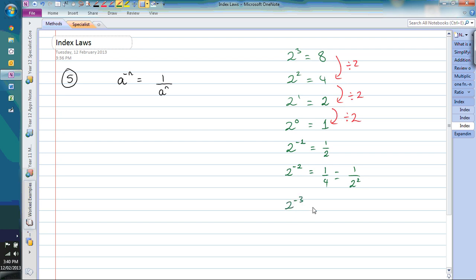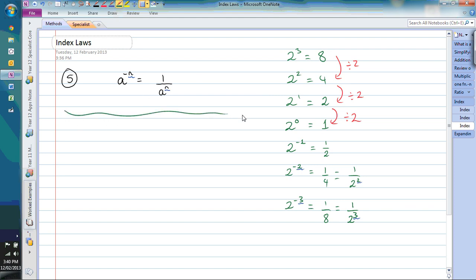And if I went again, well, 2 to the negative 3, I've halved again. Half of a quarter is an eighth, and 1/8 is the same as 1 on 2 to the power of 3. So we can kind of see this rule in effect here. When I've got a negative power, I can write it as 1 on the base to that positive power. Just like here, 2 to the negative 2, it's like 1 on 2 to the 2. 2 to the negative 3 is like 1 on 2 to the positive 3. So this is the index rule for negative powers.